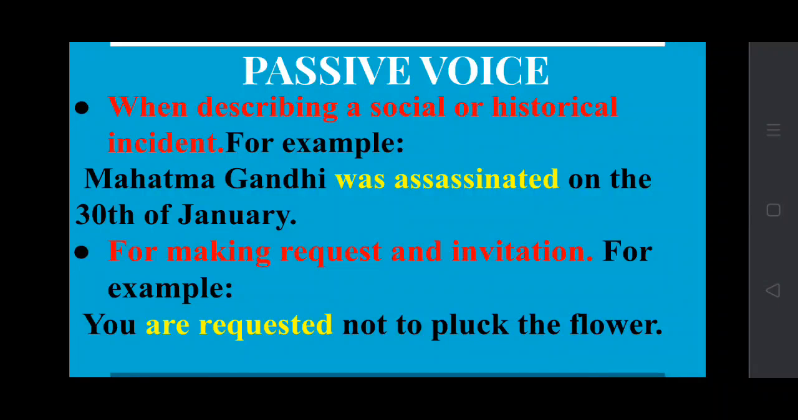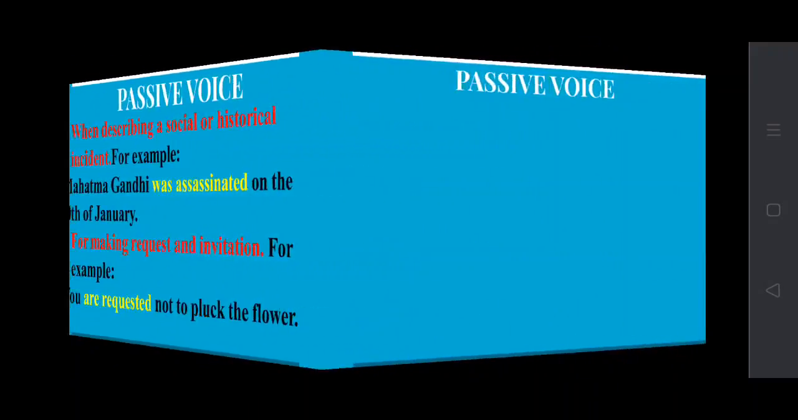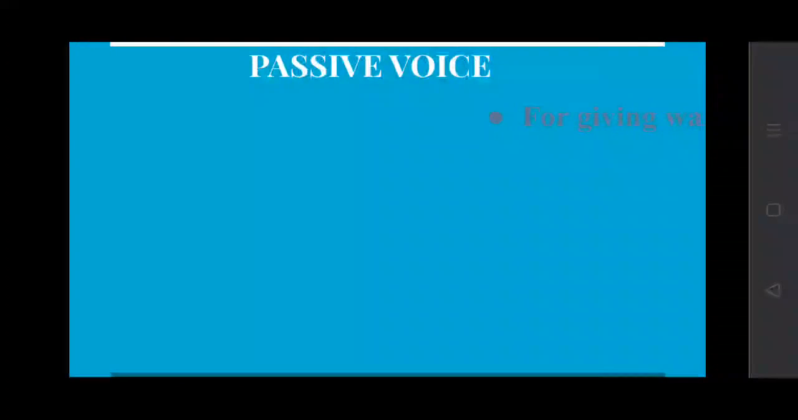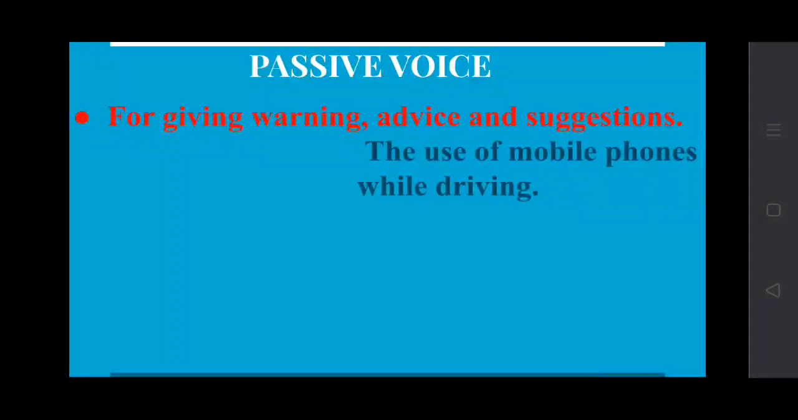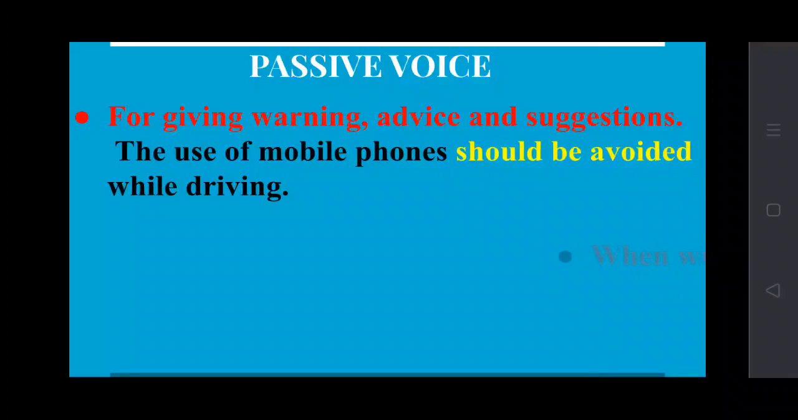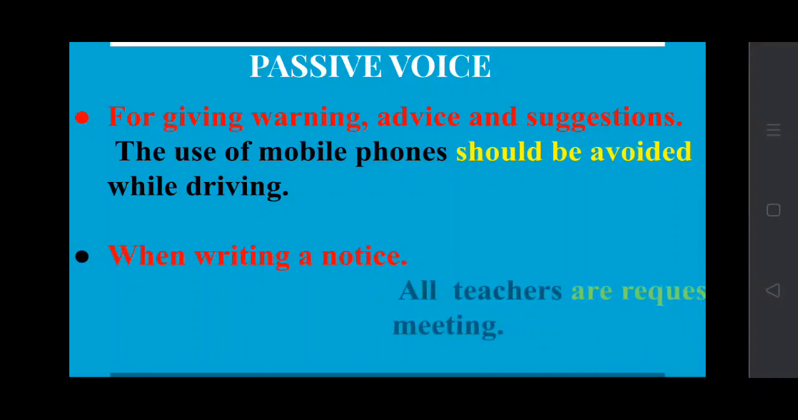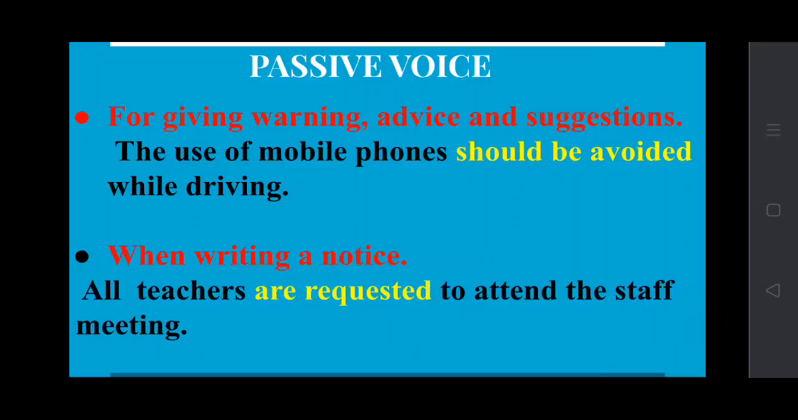Then, for making requests and invitations, like you are requested not to pluck the flower. So, here we are requesting someone, and here also we use passive voice. Then, for giving warning, advice, and suggestions, like the use of mobile phones should be avoided while driving. Now, here we are giving advice, or it can be a warning also, or a suggestion.